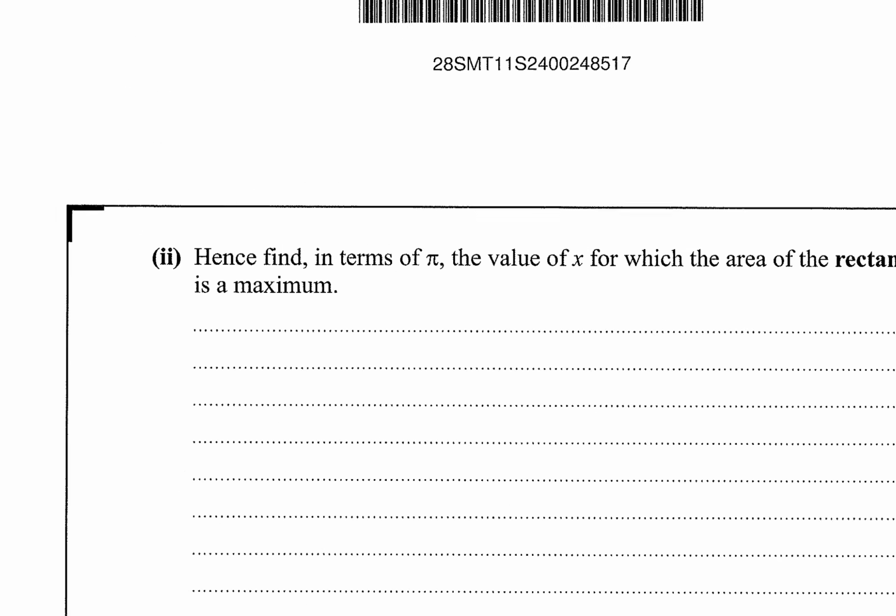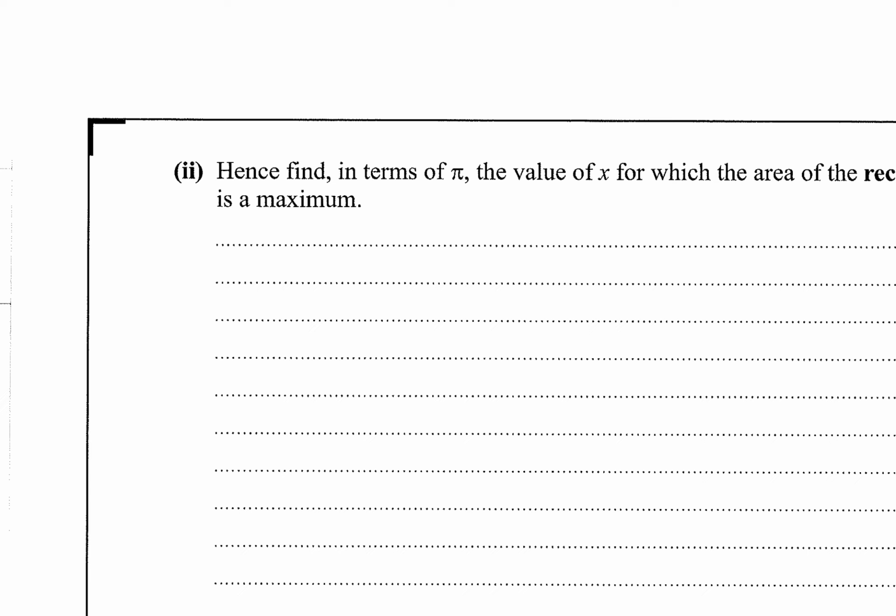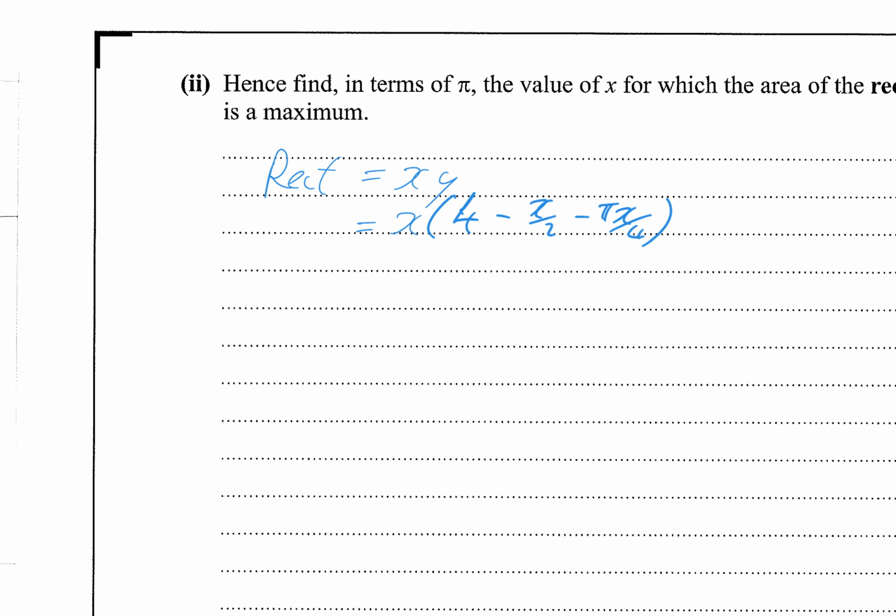So let's just write that down. The area of the rectangle equals xy. So that's x times my y, which was 4 minus x over 2 minus pi x over 4. So my area is going to be 4x minus x squared over 2 minus pi x squared over 4.